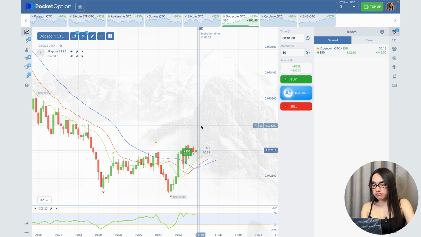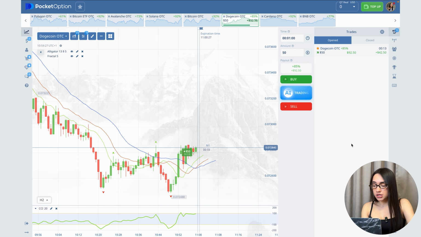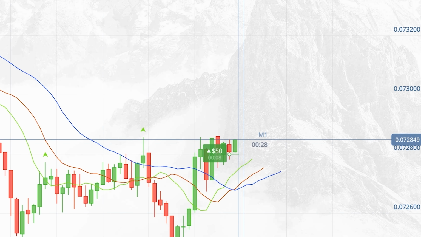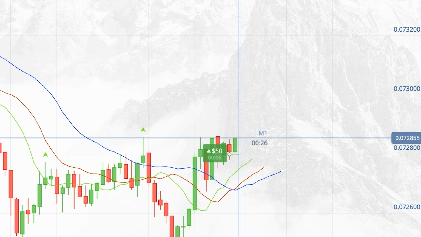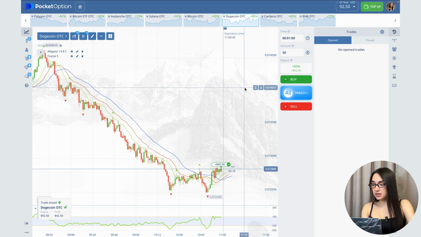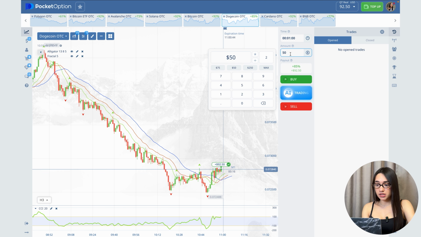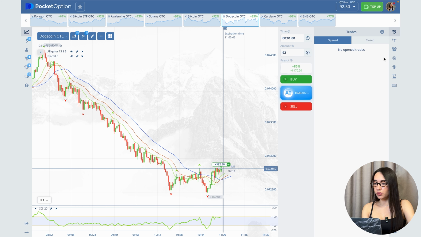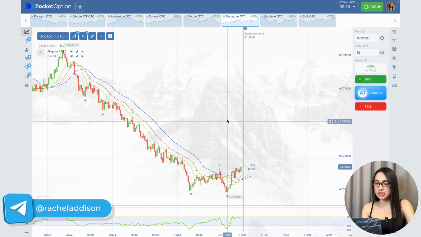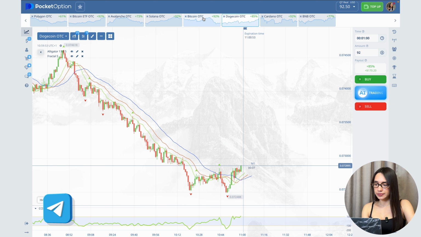Actually, we've got to see the result of the first position. Oh, right. The first deal is definitely closed and positive. We also open the following position at maximum balance. And let's continue trading and select the next asset.